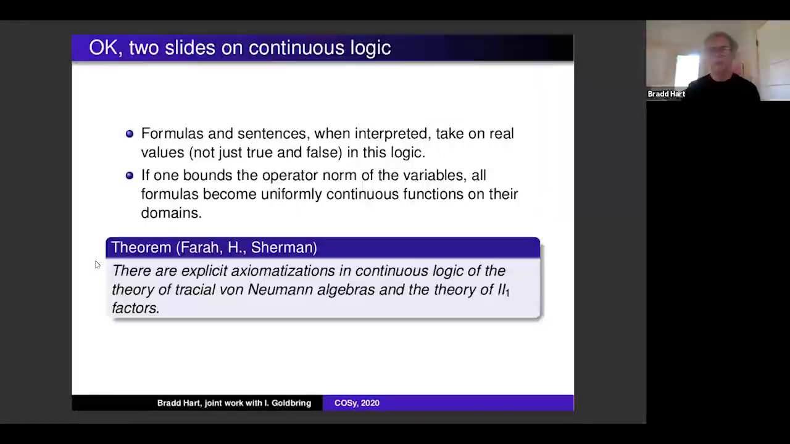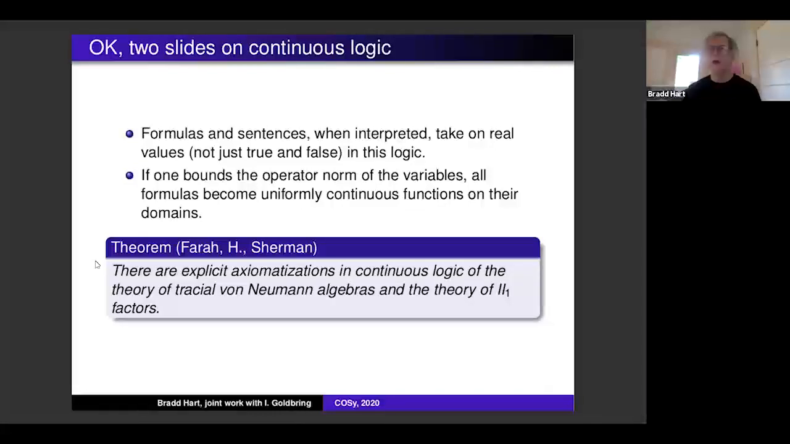So in some ways, this subject, the continuous logic or model theory of operator algebras, I think is what we've been calling it, got started with this theorem of Ilias and mine and David Sherman. And here, I want to say it this way because this is the way I'll need it in this talk. There's an explicit axiomatization in continuous logic of the theory of tracial von Neumann algebras and also the theory of II_1 factors.